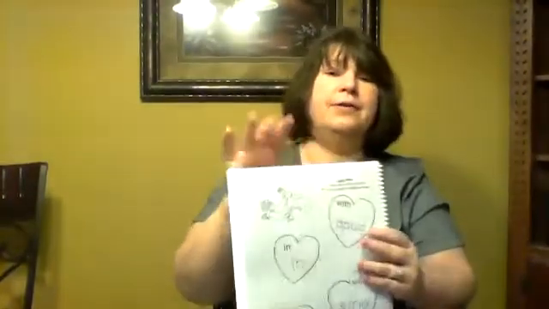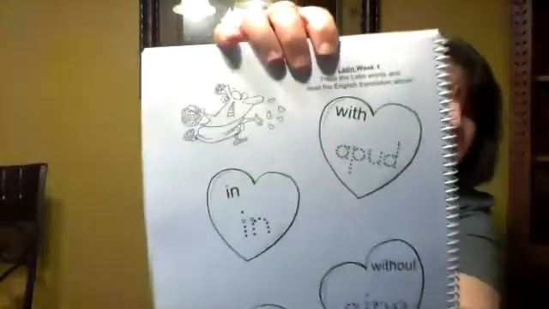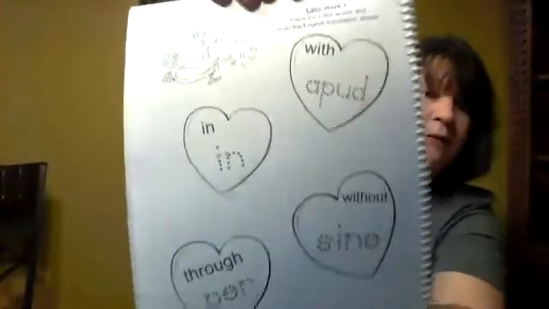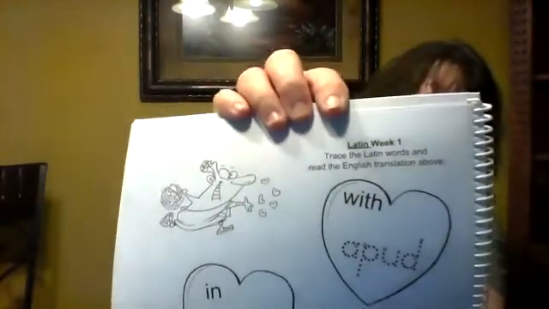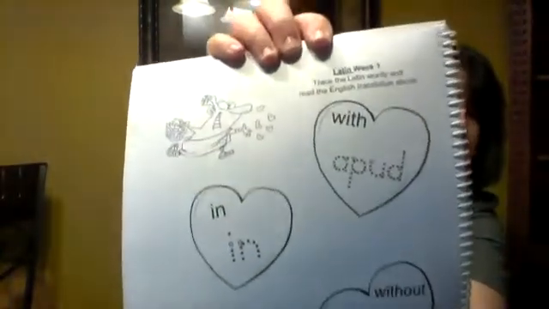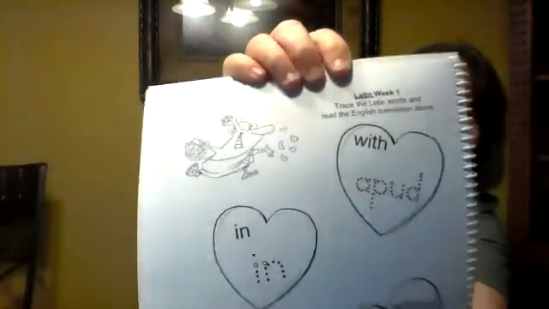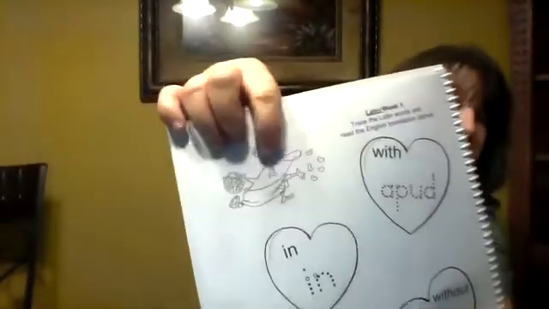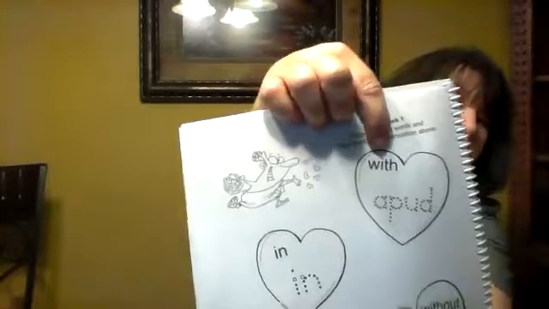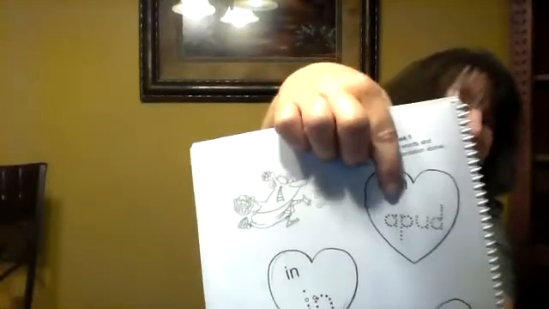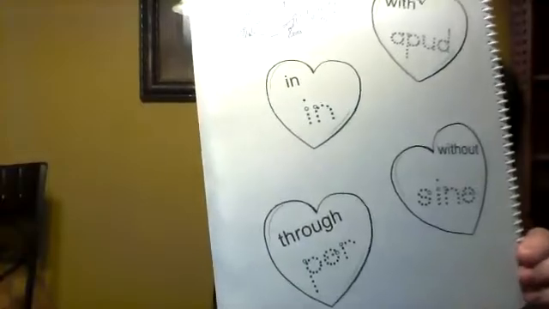Next, we have Latin. This is Latin for week 1. You see we have a little Cupid right there, and he's throwing hearts. So all of our Latin is done in hearts. You'll notice we have the English word, and then below we have the Latin word that your child can trace.